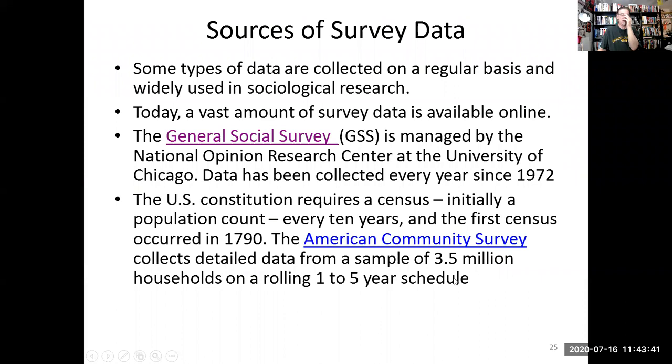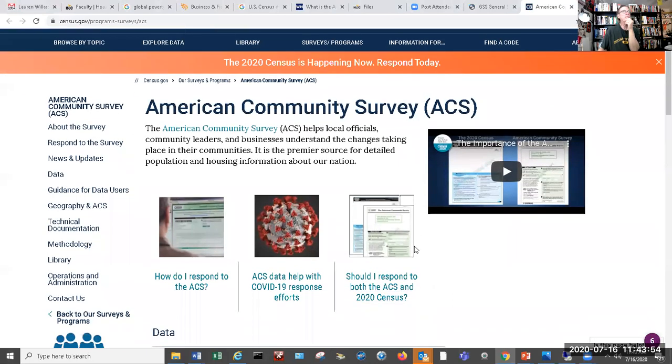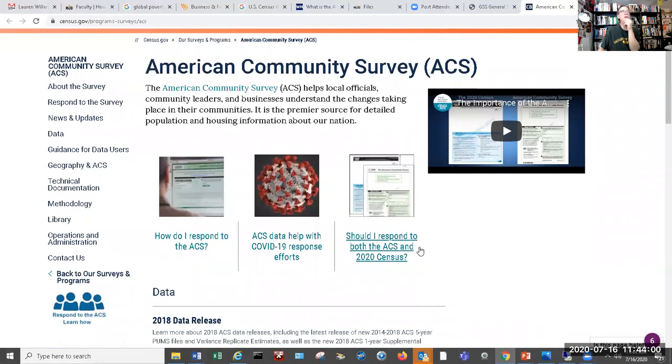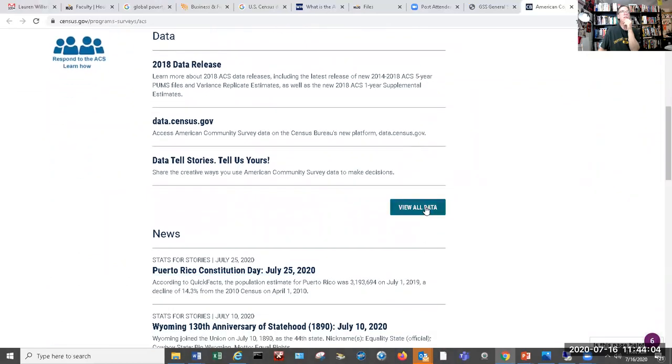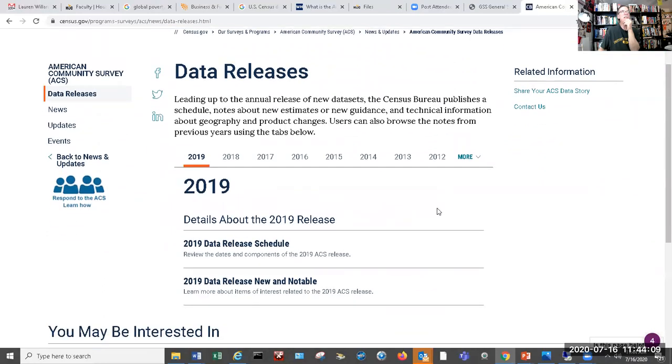The Census Bureau does a census every 10 years, is required by the Constitution, but there's the American Community Survey, which gets more detailed data on a different schedule. This is where I found the data I was trying to plot to update that income distribution. So I think there's a Data Explorer in here as well. View all data. Okay, data releases.